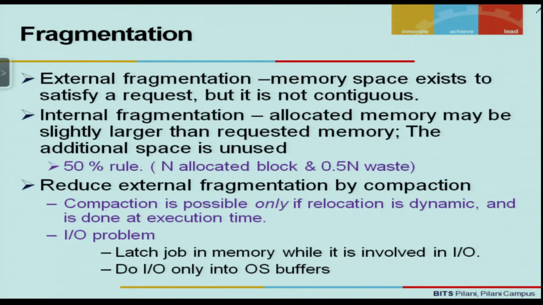In this case, this predominantly occurs where the memory allocation is of a fixed size block. It is always possible that the allocated memory may not be completely occupied, because the process requirement is lower than the size of the block. So this leads to a fragmentation, and we call this an internal fragmentation. Usually, on an average, we can say that 50% of allocated memory could get wasted.